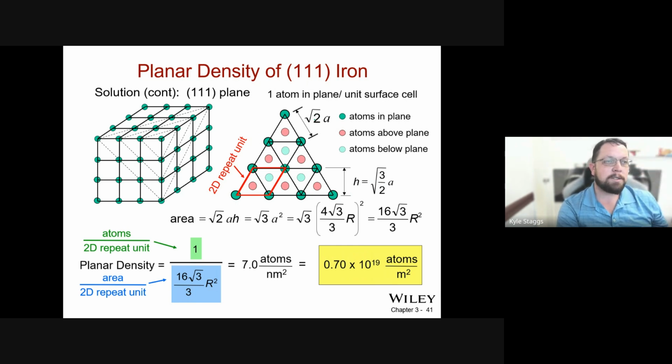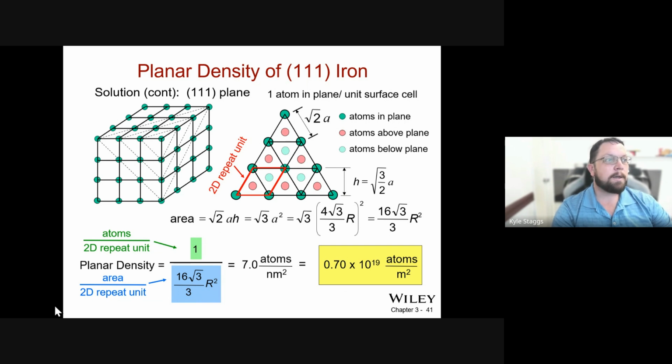And then the planar density is calculated by 1 divided by that. So it's about 7 atoms per square nanometer, or 0.7 times 10 to the 19th atoms per square meter. So the calculation is a little bit challenging because of just that particular geometry, but it'll give you a frame of reference for how some of this works.